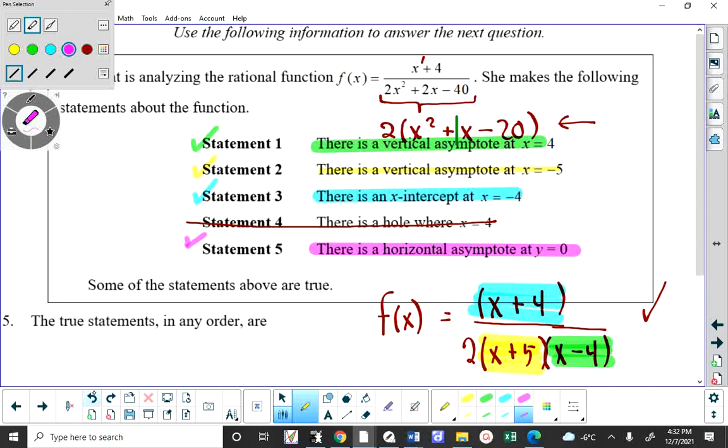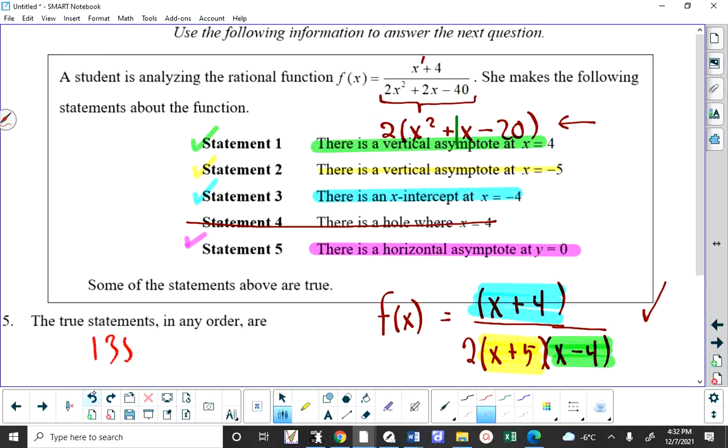So the answer is 1, 2, 3, and 5 in any order that you choose to write. I usually just write them in numerical order, but you don't have to. You could write 1, 3, 5, 2. You could write whatever you want, as long as you have those 4 digits.